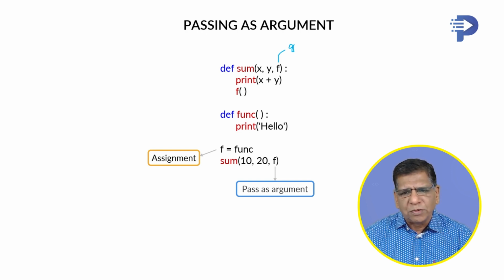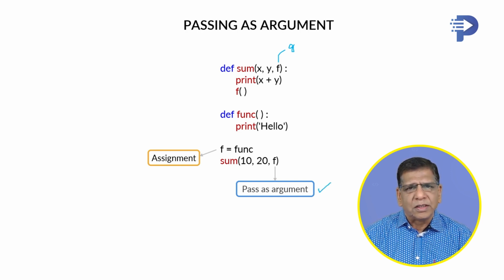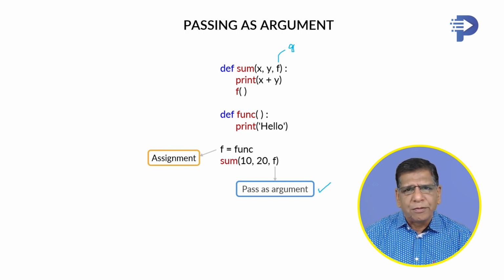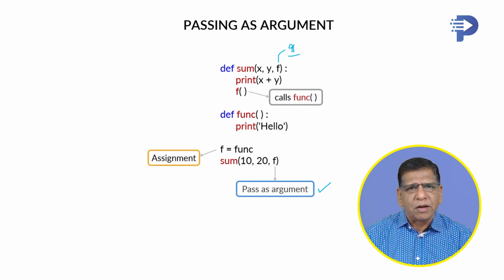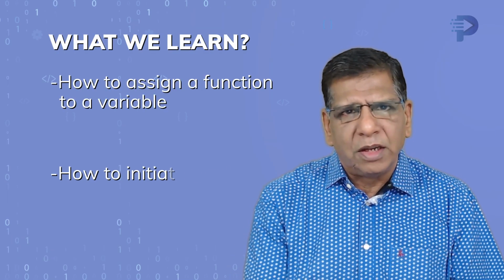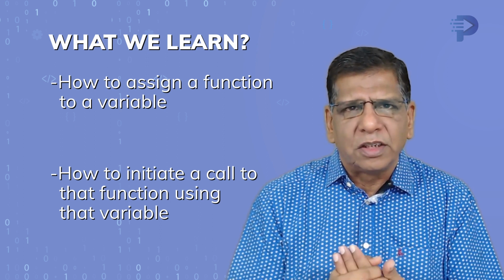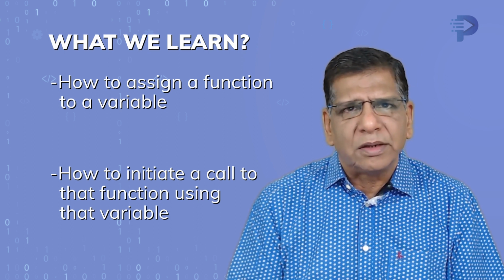But what we wanted to experience was that we can pass a function as if it's an argument to a function. So we passed f, collected it in sum, and made a call to the function func using f or g, whichever variable we propose to make use of. So this call to func will happen if I say f and a pair of parentheses. So much about how to assign a function to a variable, how to initiate a call to that function using that variable, and how do we go about passing a function to another function.